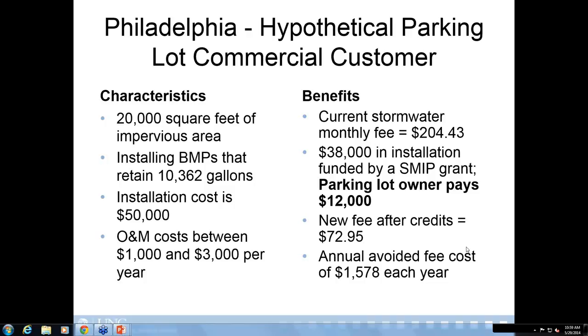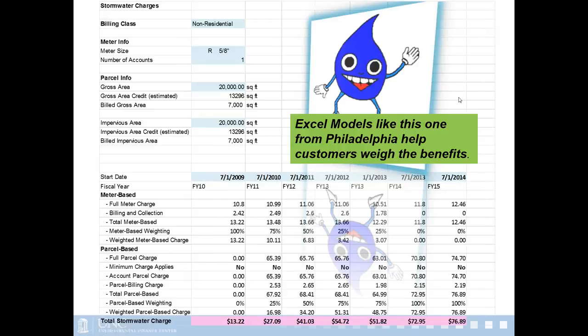I wanted to make a little plug, again, pretending to be a commercial entity trying to navigate all these different programs and models. It's really nice to find an Excel model like this one from Philadelphia, that you can put your numbers into, and it does a lot of the hard work for you. So actually, we found one on the DC website as well. If you don't have something like this and you are having complaints from some of your potential commercial customers, this might be a good tool to help incentivize or help break down how the credit program works. So we recommend these kinds of spreadsheet tools.